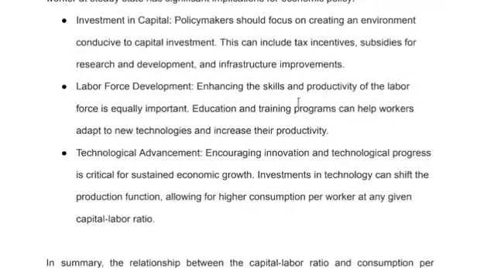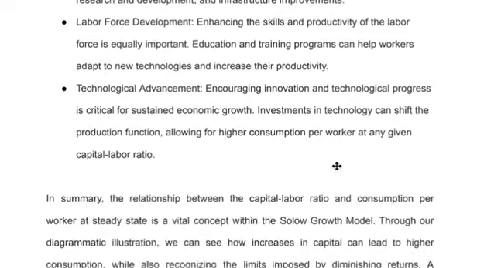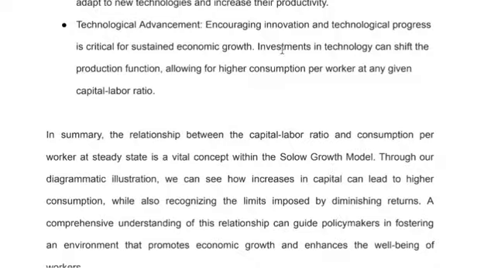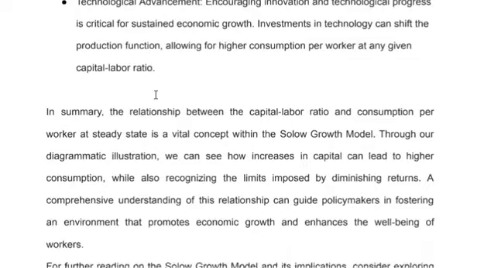Labor force development. Enhancing the skills and productivity of the labor force is equally important. Education and training programs can help workers adapt to new technologies and increase their productivity. Technological advancement. Encouraging innovation and technological progress is critical for sustained economic growth. Investments in technology can shift the production function, allowing for higher consumption per worker at any given capital-labor ratio.